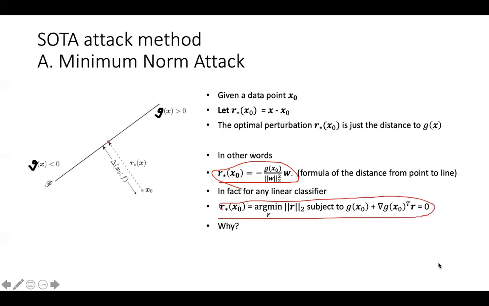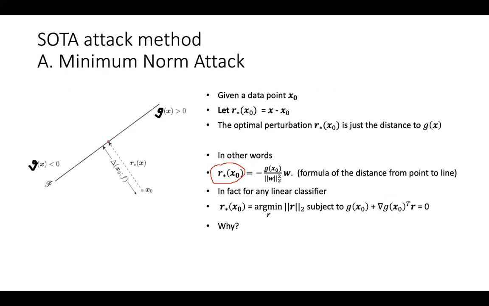Okay, but why is that? No, wait. I would like someone to digest it. So here, r(x) is a vector pointing towards the boundary. r is the perturbation, right? Oh yeah, it's pointing towards the boundary.